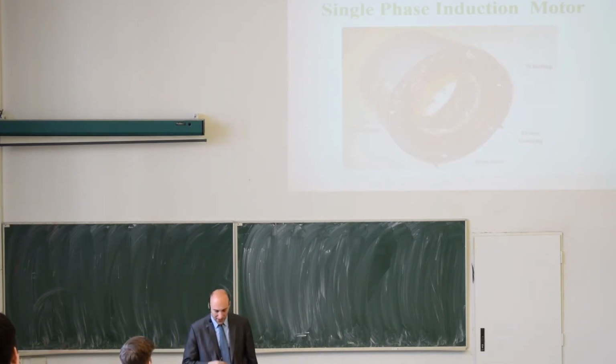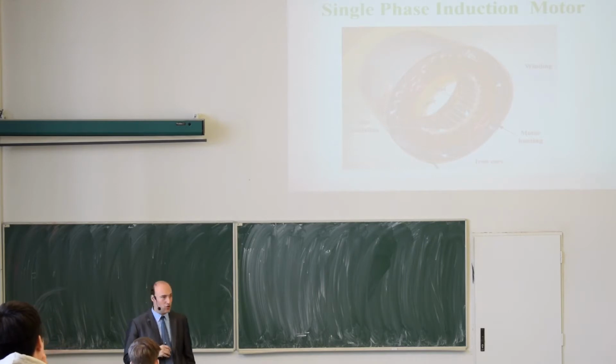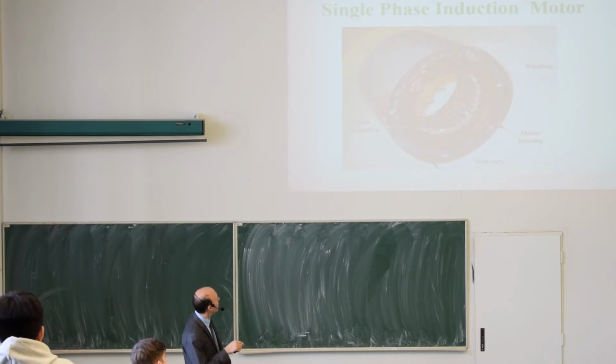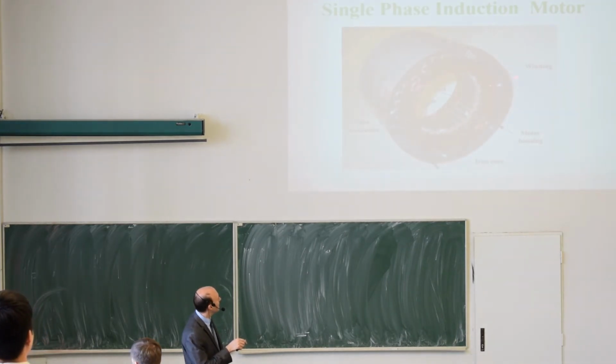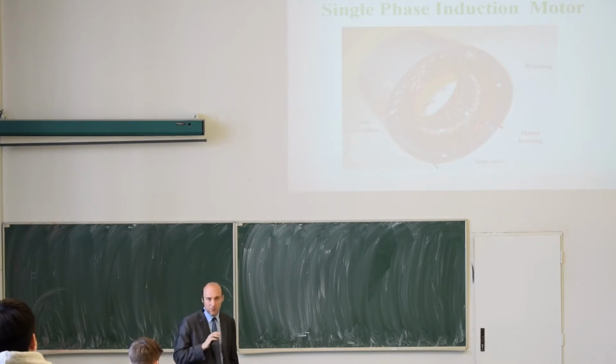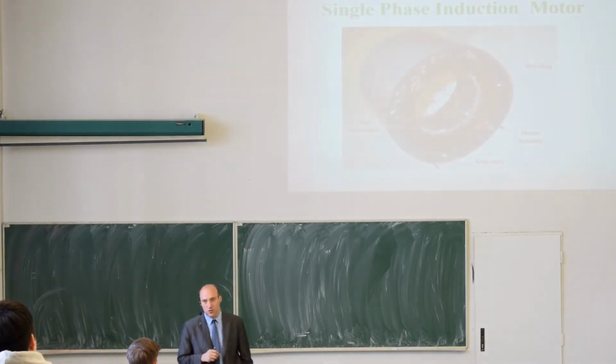Here we have an example of a single-phase induction motor. From the outside, it looks exactly the same as a three-phase induction motor. It also has the iron core. This iron core is laminated. It has windings, and the windings are placed in the slots. It has slot insulation here, those pieces in the slots, and it will have some housing. So from the outside, you can't probably tell if this is a single-phase or a three-phase induction motor.